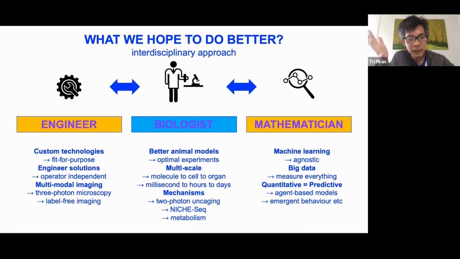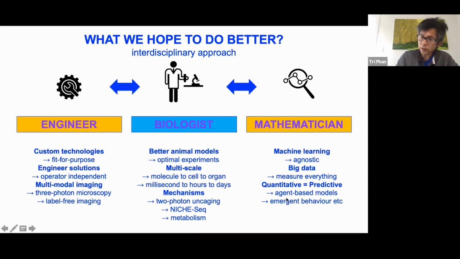Really, this is about engineering solutions so that we can be far more reproducible in what we do. And then also looking beyond that, into the future, taking advantage of technologies that would allow us, for example, to get deeper, using 3-photon microscopy, and then ultimately maybe to do label-free imaging, for example, in patients themselves, not just in animal models.